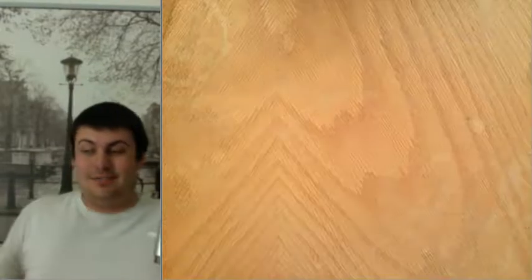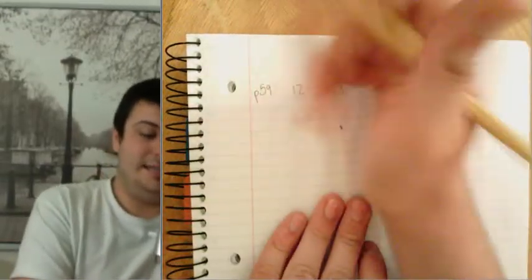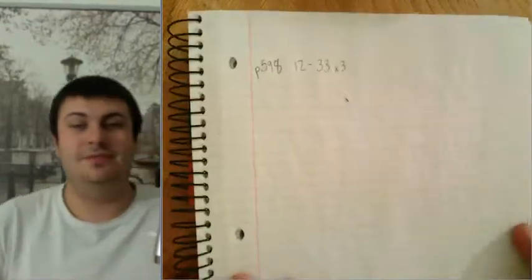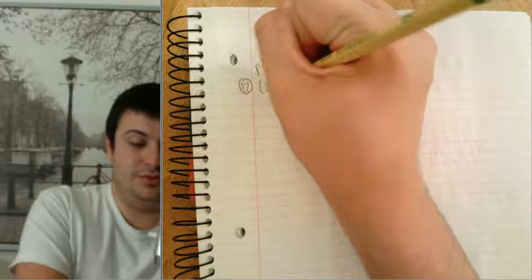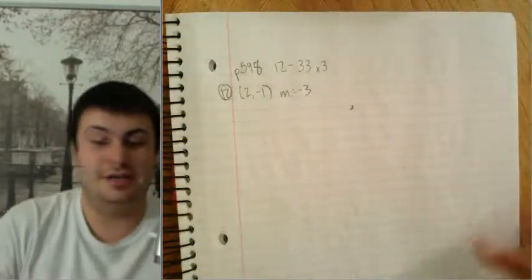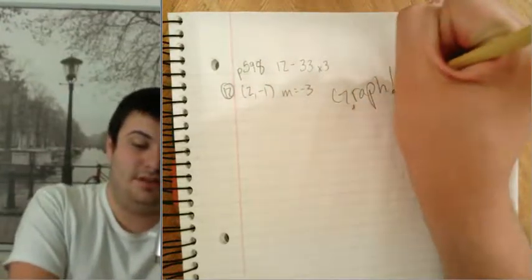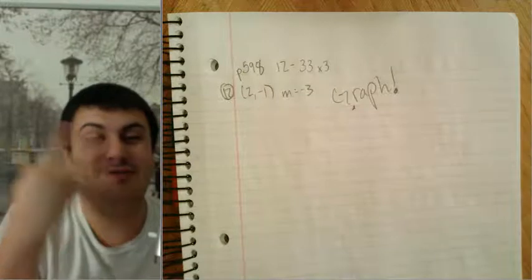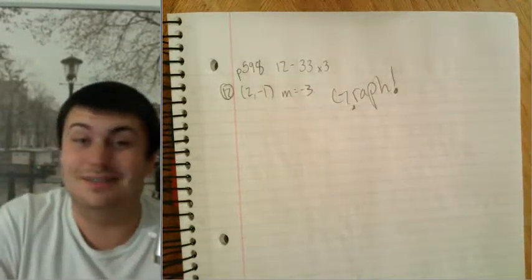Now for our practice problems, we are on page 598, number 12 through 33, multiples of 3. For 12, we take the point 2, negative 1 with the slope of negative 3, and we put it in point slope, and then we graph. There's 3 that you'll have to graph. Please graph 3 on graph paper. If you ever need more, don't hesitate to ask.